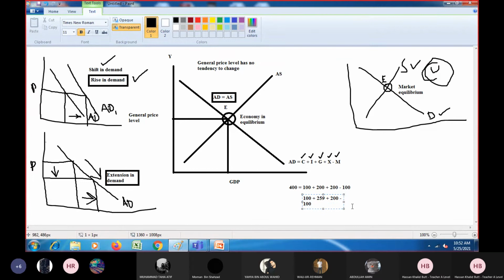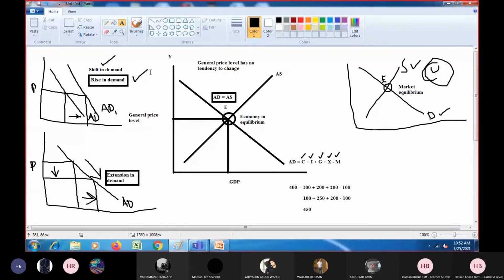So what will happen? What will you get? The aggregate demand will now be, I wrote 259, I mean 250. So you will get how much? You will get 450. Okay, why? Because there is a slight change in investment. So rather than 200, now the investment is 250. Let's say there's a change in one of the components of aggregate demand. So you can see that rather than 400, demand is now 450.